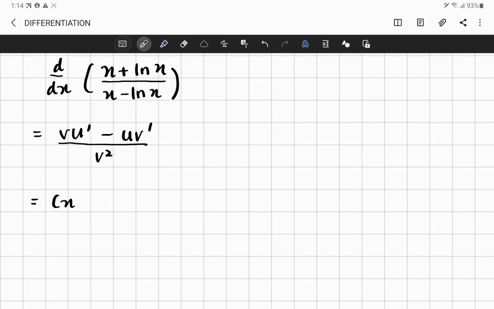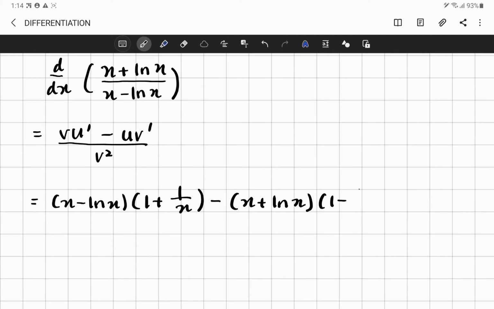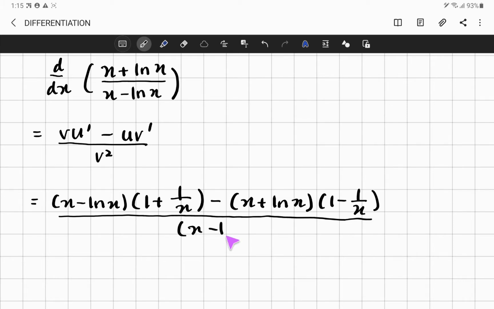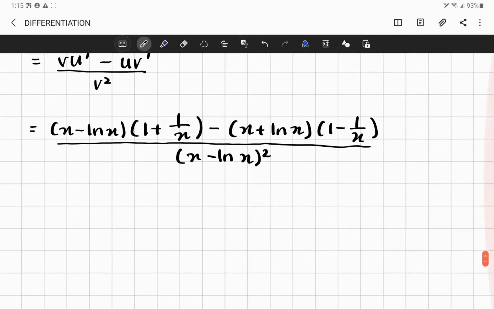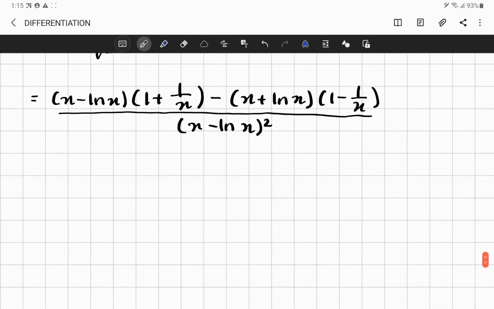v is x - ln x, u' is 1 + 1/x, minus u, which is x + ln x, times v', which is 1 - 1/x, divided by v squared, which is (x - ln x) squared. We don't have any least common factor to factorize.